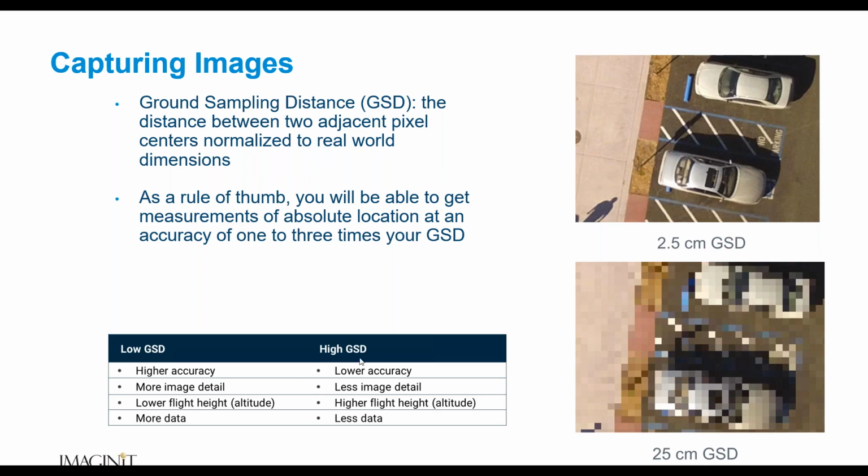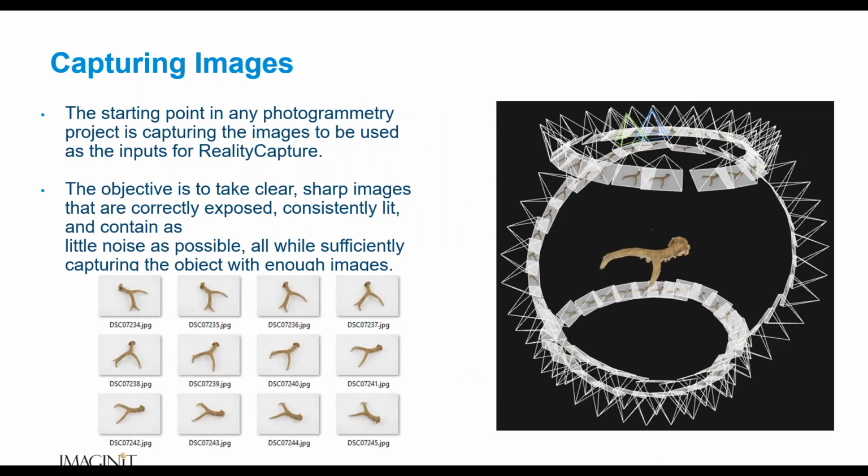Higher ground sampling distance, again, means lower accuracy, because I'm going to fly higher, I'm going to be further away, so I'm going to get less image detail. Higher flight, but I've got less data. So there's a trade-off between how much accuracy you want and how much data you're collecting, which is going to translate into how big the point cloud is, how many photos you've got, and how much processing time it's going to take.